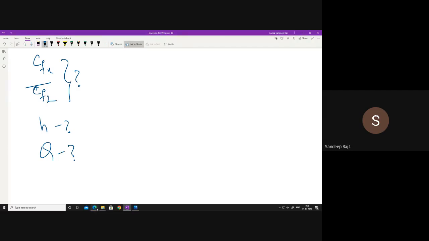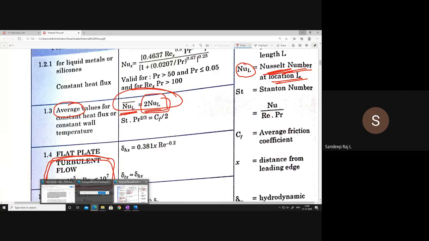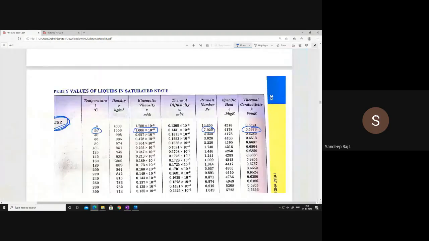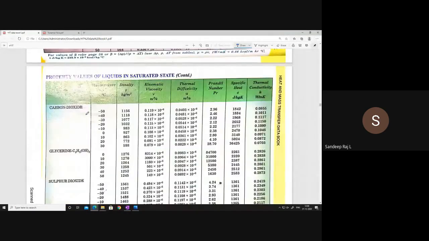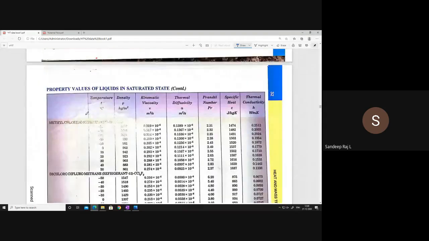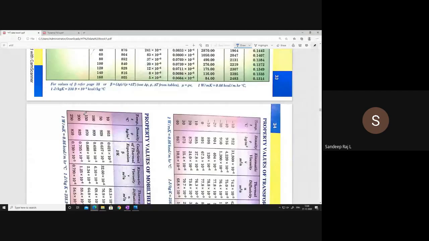So where is this material in our data book? Can somebody tell me where this material is? See, keep moving in your liquids page itself. In the liquids page, you will have water, ammonia, carbon dioxide, glycerin, sulfur dioxide, and so on. Keep going.